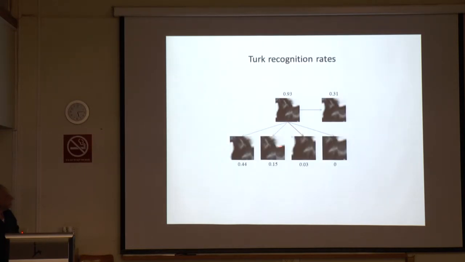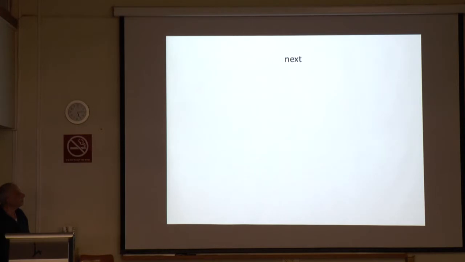Let me show you the full part of the hierarchy. I told you about the 5 descendants that you make from each recognizable image. This was still recognizable. These are the 5 descendants, and you can see that the recognition drops. It can drop by a small change to 3%, 0%, and so on.